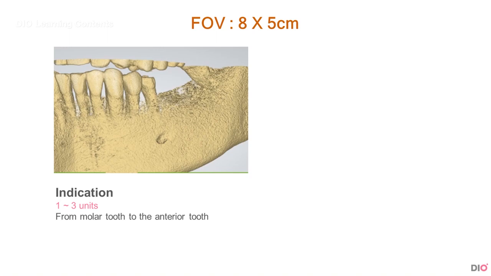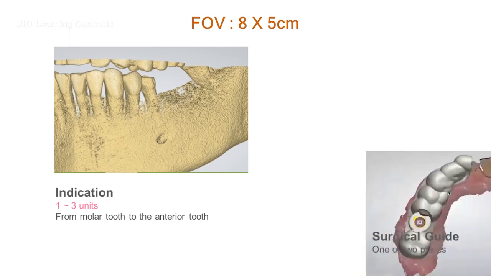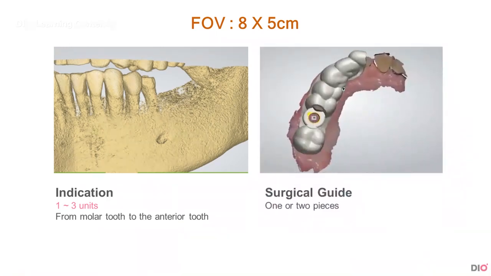Considering the area for the surgical guide to be securely placed on the teeth, it can be used in implant cases of 1 to 3 units. In addition, if the treatment area is wide, 2 surgical guides must be produced for each of the left and right arches using the CT because it only shows so far.